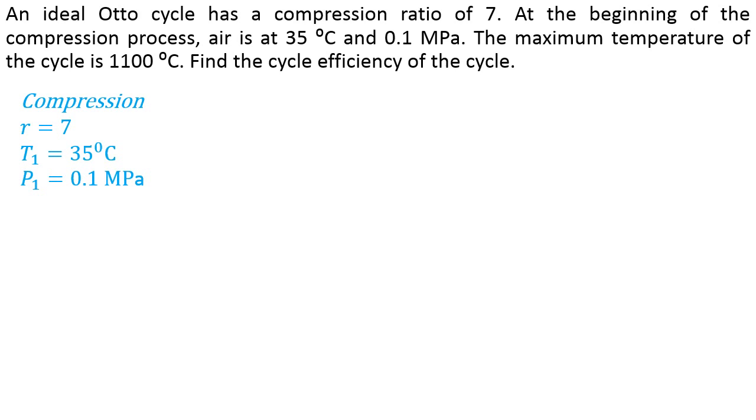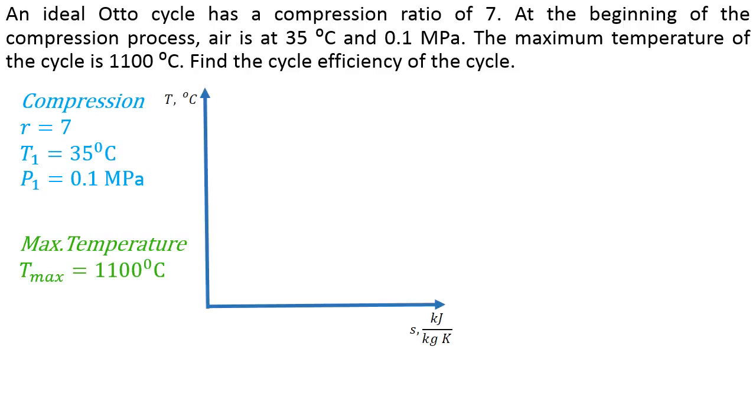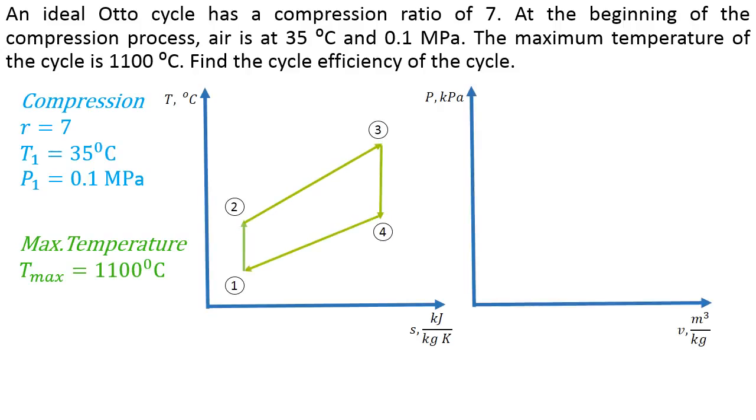The given information is the following. For compression, the temperature is 35 Celsius and the pressure is 0.1 megapascals. The compression ratio is 7. The maximum temperature is 1100 Celsius. This information is enough to draw the temperature-entropy diagram, which is the following, and the pressure-specific volume diagram, which is the following.